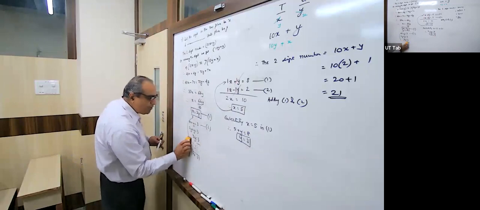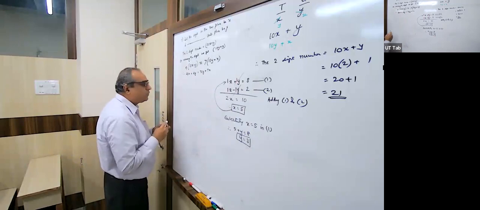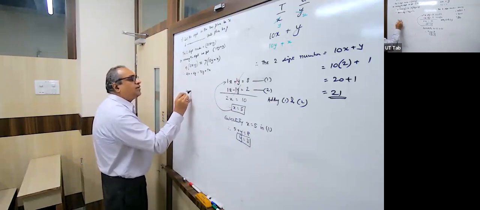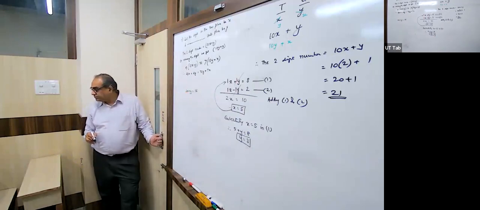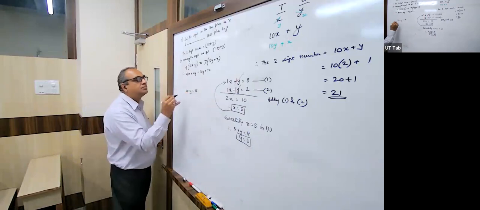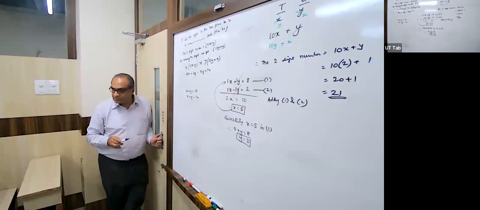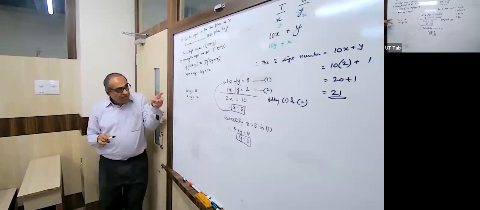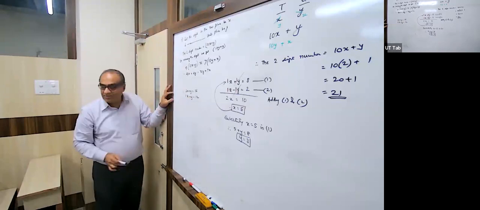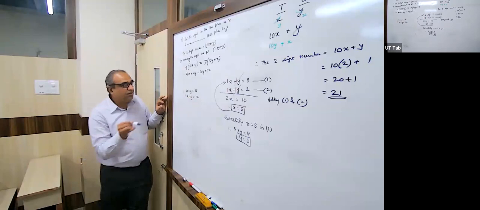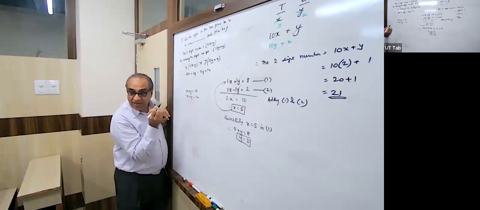Let's take another example. 2x plus y is equal to 16. x plus y is equal to 12. Obviously, I cannot eliminate x, because here it is 2 and here it is 1. But the coefficient of y is 1 in both. I'll eliminate y. But the signs are same.